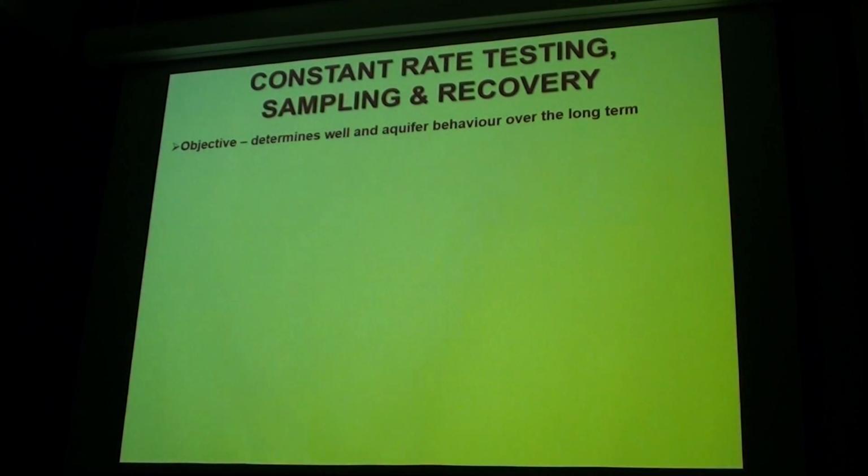Constant rate testing, sampling and recovery. This is the important bit. So pumping, taking water samples early on in the pumping regime, maybe middle and then late to see if any changes through time in water quality. And once you turn your pumps off, measuring the recovery within your well and within the aquifer as well. So data from this and this can be analysed to give you values for T, S and K.